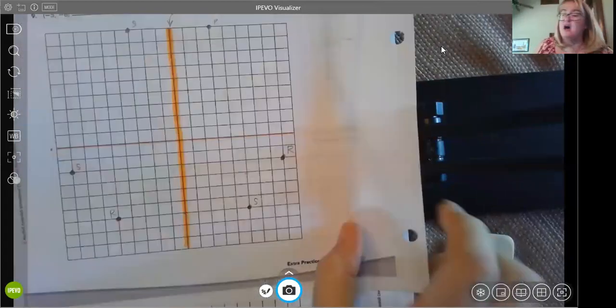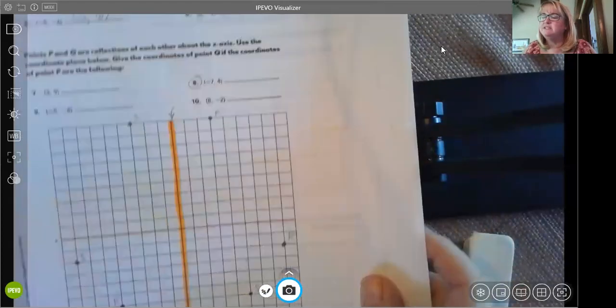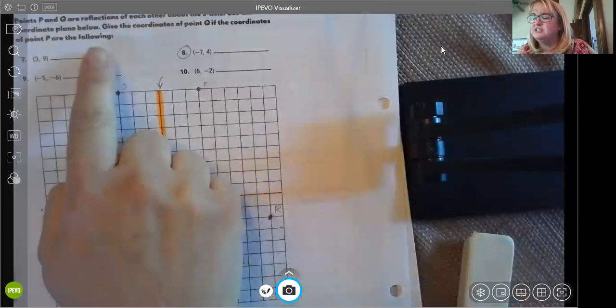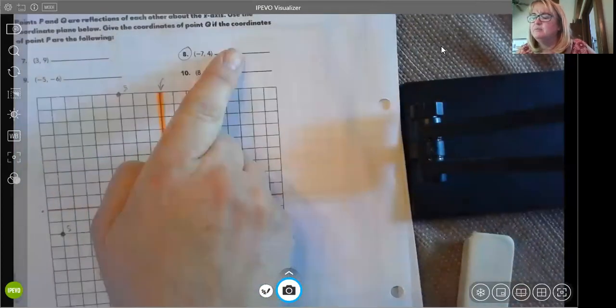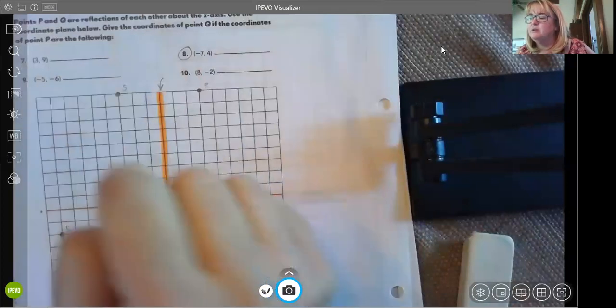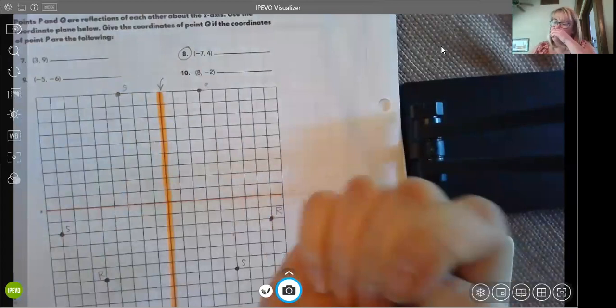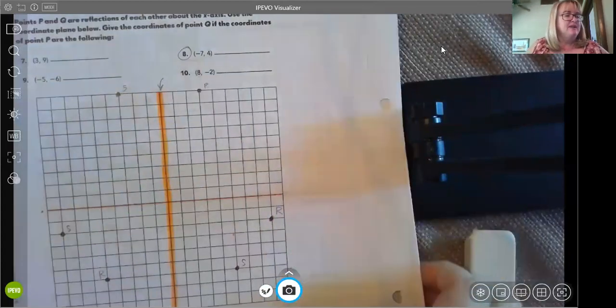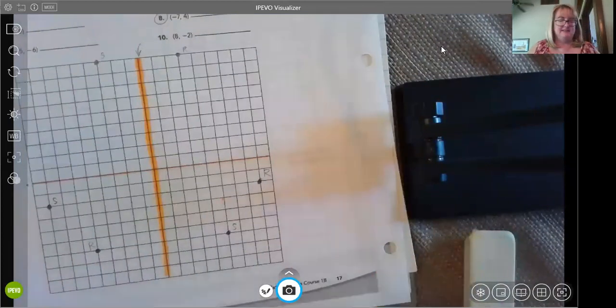Now you're going to do the same thing for this one. Reflect across the y-axis. All right, points P and Q are reflections of each other about the x-axis. Use the coordinate plane below. Give the coordinates of point Q if the coordinates of point P are the following. So now we are going across the x-axis.